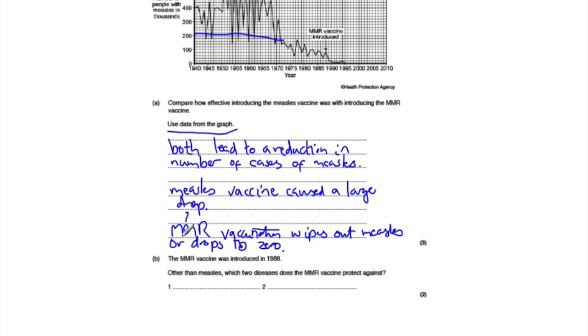Part B, the MMR vaccine was introduced in 1988. Other than measles, which 2 diseases does the MMR vaccine protect against? And you've just got to know this, and the clue is the fact that the M stands for measles, the next M would be for mumps, and the R is rubella. And instead of rubella, you could actually put German measles there as the answer. They would accept that in the mark scheme.